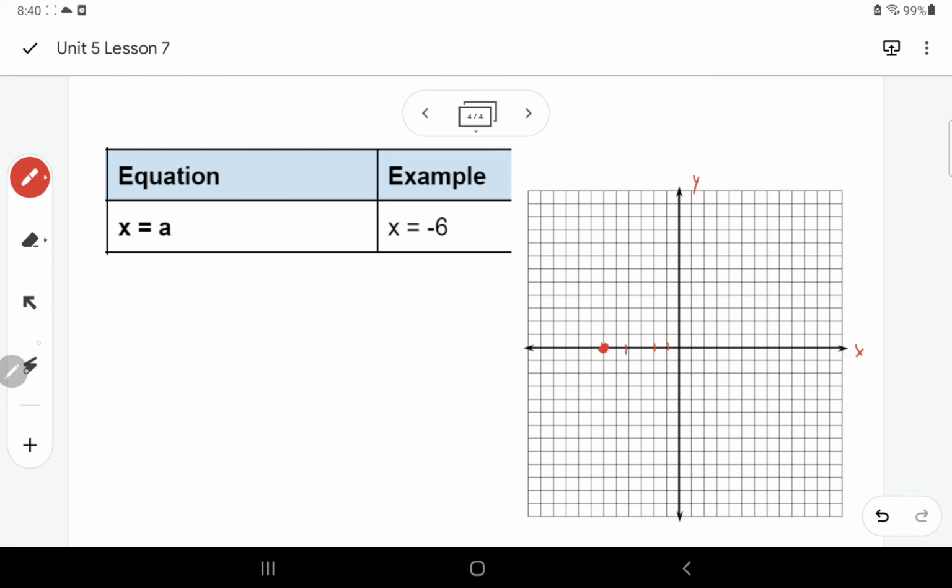Now again, this x doesn't mean it goes in the same direction as x. It means it crosses the x. So I'm going to go across the x, up and down like that, at this negative 6. And just draw a nice vertical line straight through, and that's as easy as that.